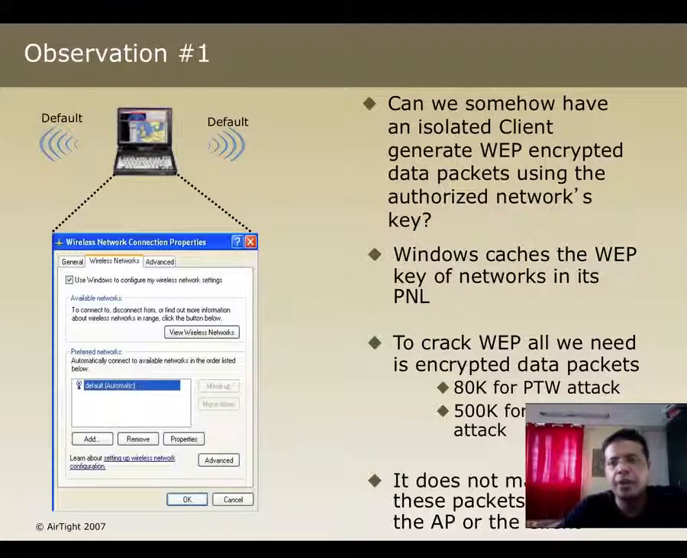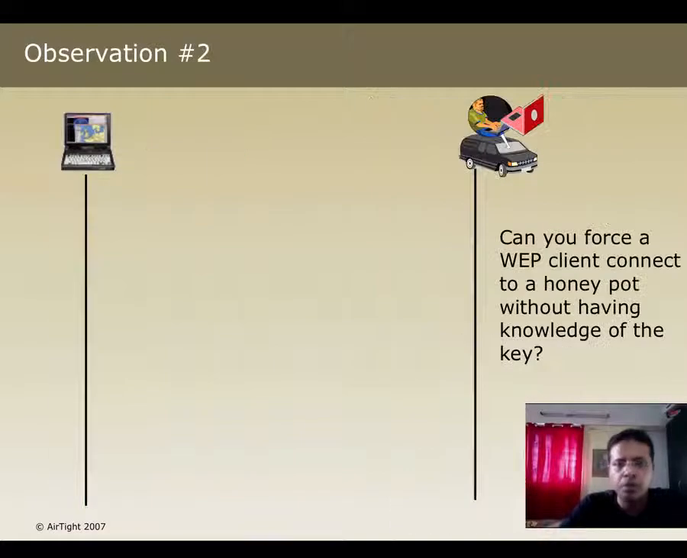You could just use Aireplay and probably have the client or the AP or both generate packets. But how can you make a client which is thousands of miles away from the authorized network suddenly generate these thousands of packets encrypted with a WEP key, which anyway belongs to an authorized network so far away? So this is where the second observation comes in.